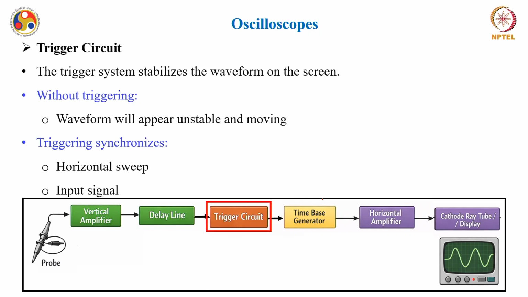Okay. Then I have a trigger circuit in this oscilloscope. The trigger circuit is a circuit system that stabilizes the waveform on the screen. Without triggering, the waveform will appear unstable and it will look like a moving waveform, while triggering will synchronize the horizontal sweep and the input signal.